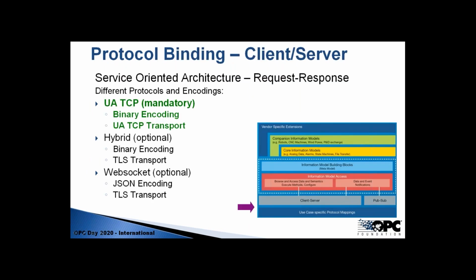On the client server side, we have the UA TCP, which is mandatory. It's binary encoded information, and it's transported over TCP. We also have a hybrid protocol binding, which is binary encoded messages that use a TLS transport, so you can run it over HTTPS, for example. And we also have a WebSocket communication, which is a JSON encoding, and it also uses TLS. So this you can use for the client server.